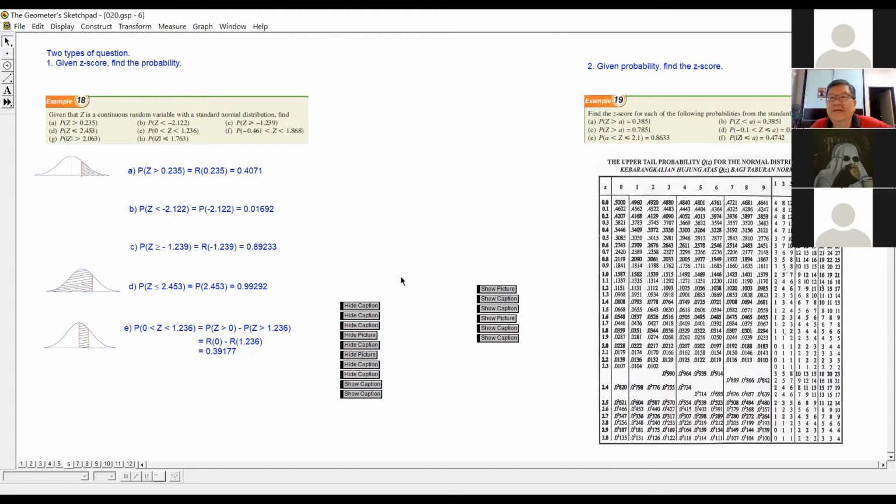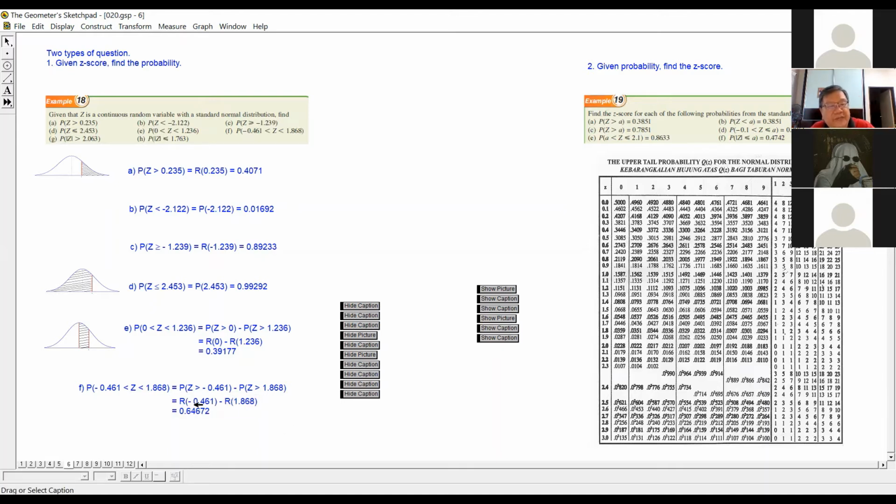Okay, what's the answer? You want the probability of Z between negative 0.461 and positive 1.868. So if you use the greater than, then you have to use probability of Z greater than negative 0.461 minus the smaller one, Z greater than 1.868, right?